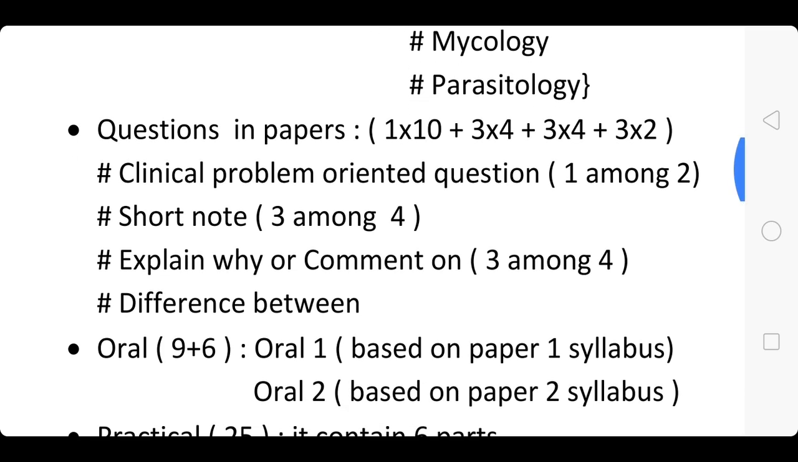The third category is the explain why or comment on type. It will contain 4 questions. You have to attempt 3 among them, and each contains 4 marks. And the last category, the fourth category, will be all difference between type questions. There will be no alternative. You have to attempt 3 out of 3, and each will contain 2 marks.